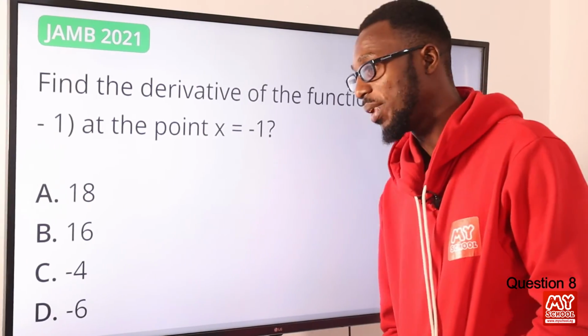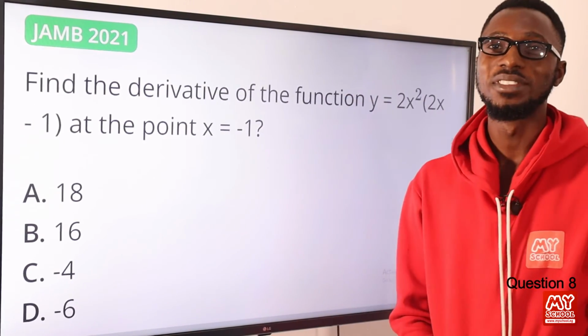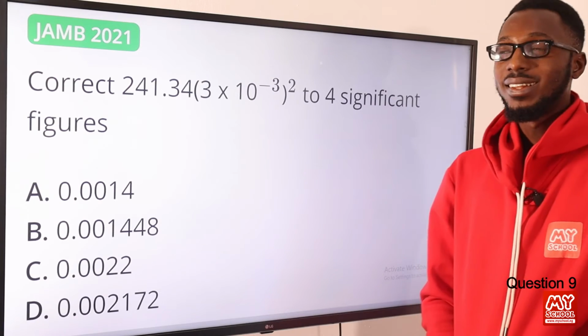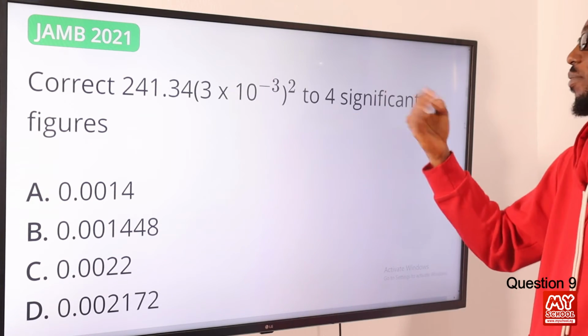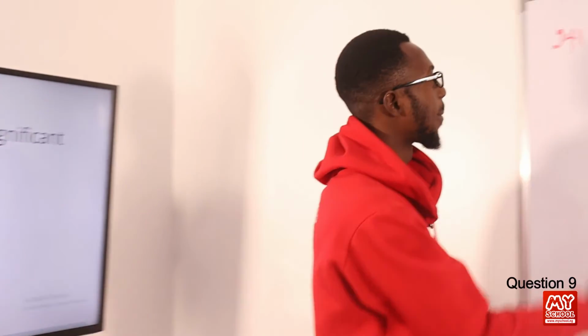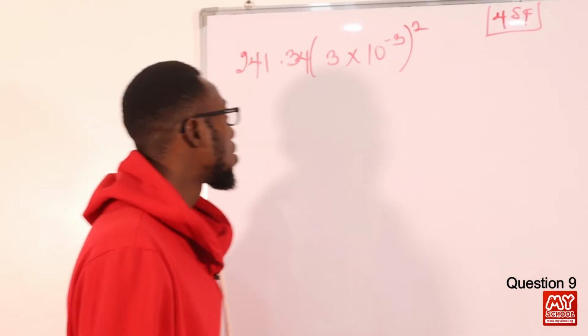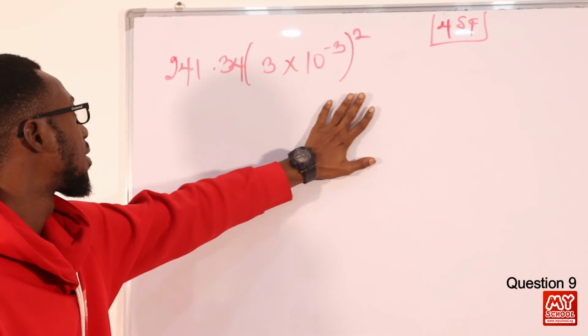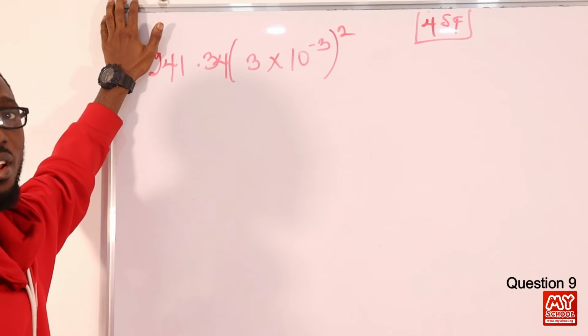Okay, option B is the correct option. Number 9, correct this to 4 significant figures. Okay, so I've replicated this right here. Let me just bring this out in standard form, right?